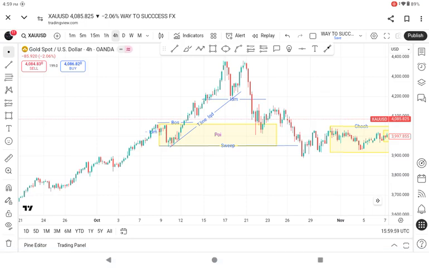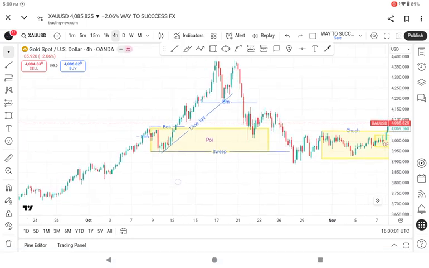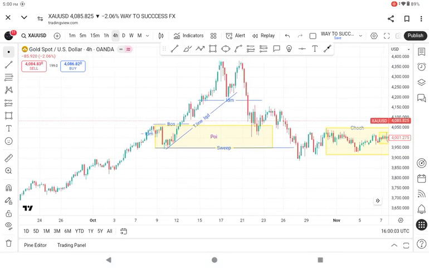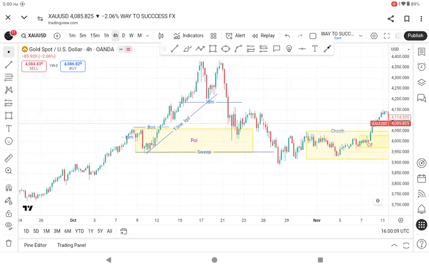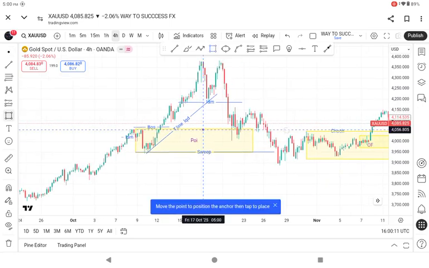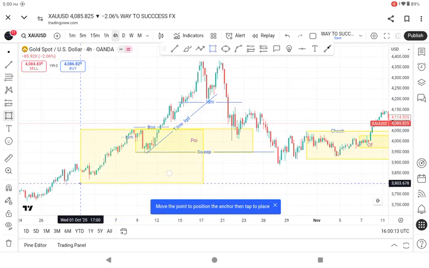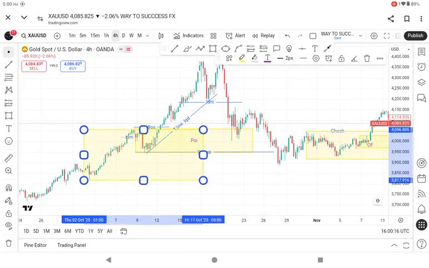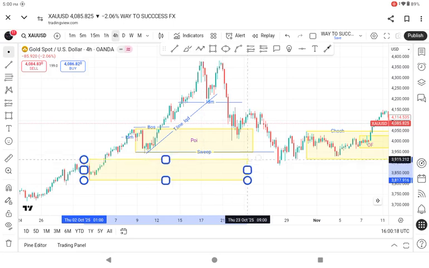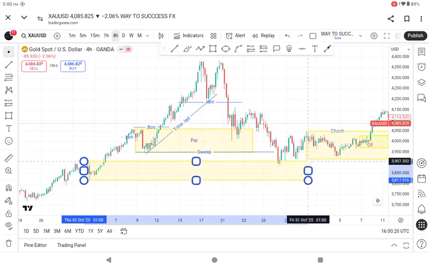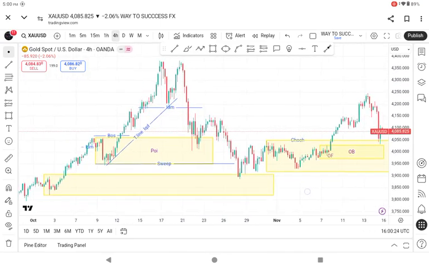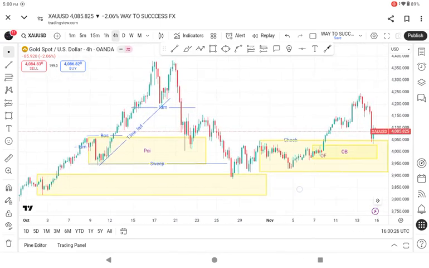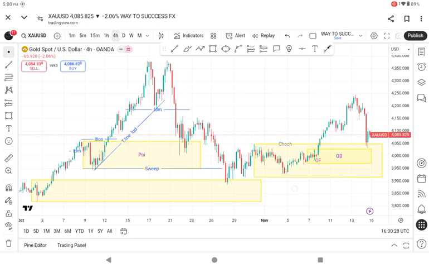So I have a trend line liquidity there, and price took out the trend line liquidity and tapped in this unmitigated order flow here. So this is H4. Price tapped in this unmitigated order flow. So after price tapped in this unmitigated order flow, what do we have?